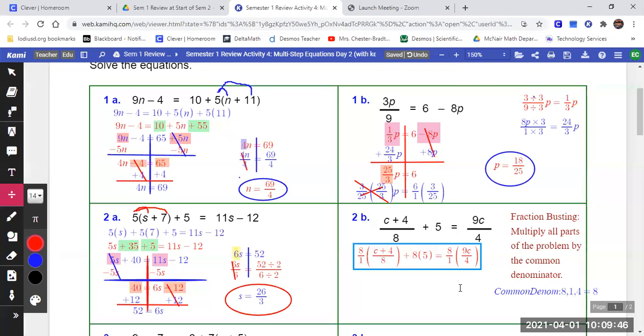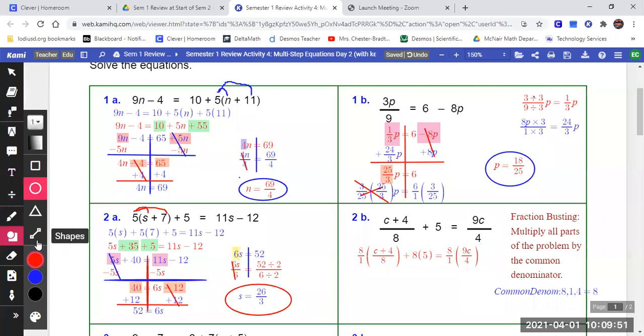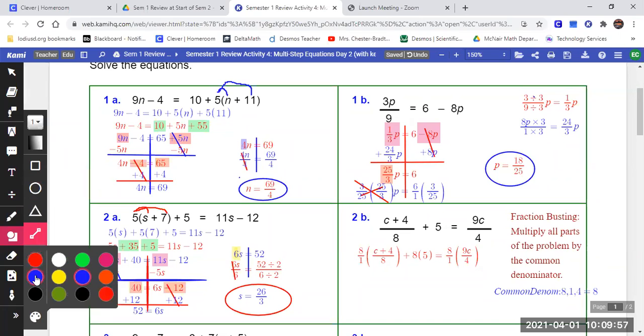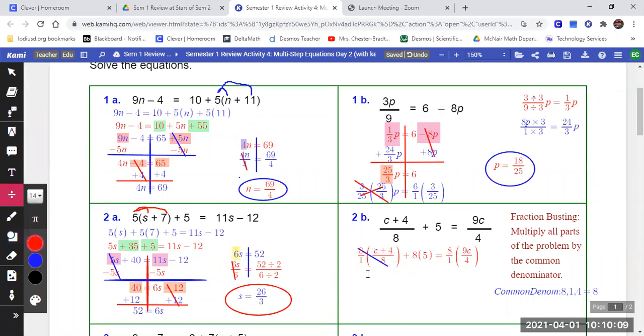Our goal with that is to make the fractions disappear. This is how it works. I see an 8 being divided by an 8. It's all gone. And if I divide the c plus 4 by 1, that doesn't change anything. It's a c plus 4. First fraction gone.